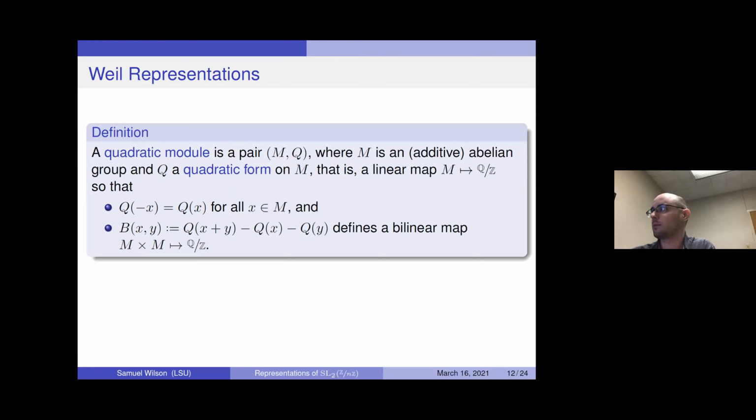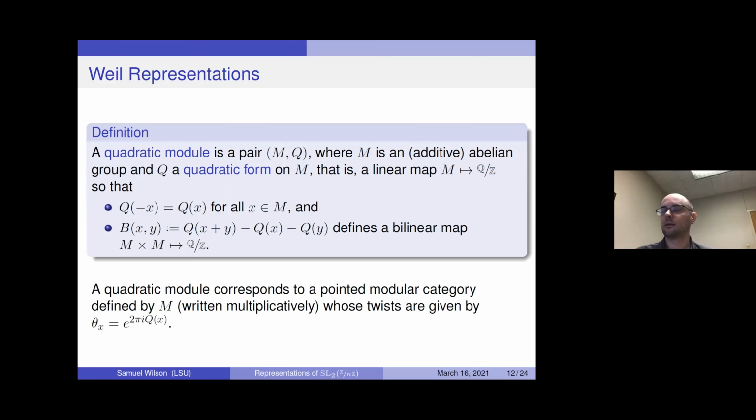So it needs to have these properties, Q of negative X equals Q of X. And then from the quadratic form, we also get a bilinear map B. And if any quadratic module corresponds to a pointed modular category defined by M, you can see that the twists of such a category are given by our quadratic form Q.